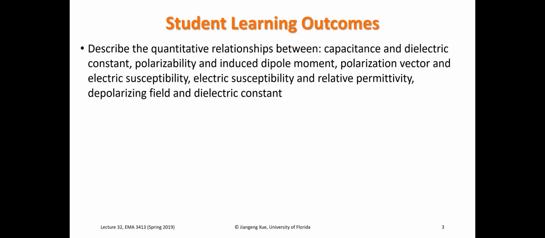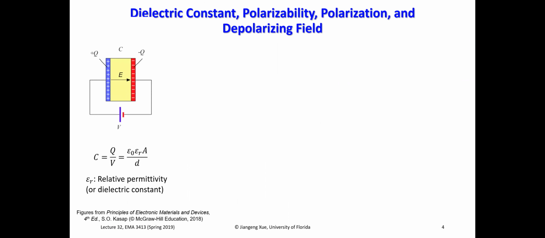So first, you should be able to understand the relationship between the different terms, the new terminologies that we introduce here. First is the dielectric constant, which is also called the relative permittivity, which is related to the increase of capacitance when such a dielectric material is inserted into a parallel plate capacitor. Remember, the capacitance is related to the amount of charge we need to put on these plates at a particular voltage, the potential difference that we need to set up between the two plates.